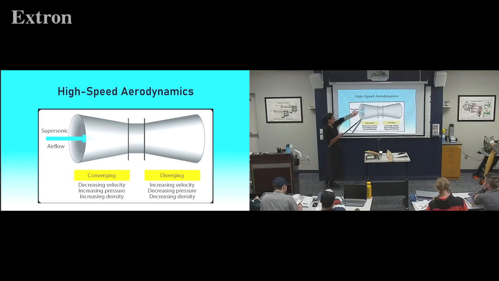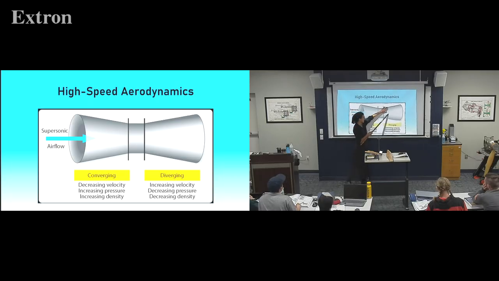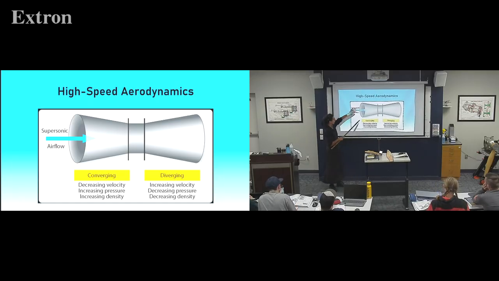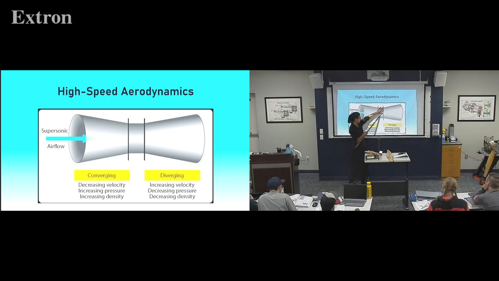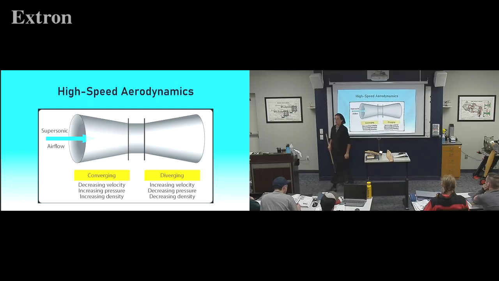So what is happening to velocity as our duct narrows down? Increases. And then what happens to velocity as it widens out? Decreases. What happens to pressure as velocity is increasing? Pressure is decreasing. What is happening to pressure as velocity is decreasing? Pressure is increasing. Well, guess what? When we go supersonic, everything flip-flops.